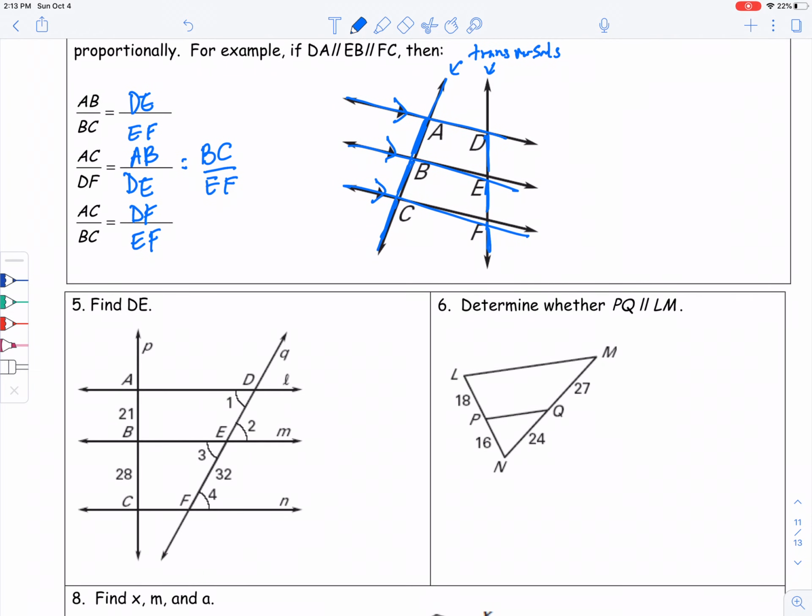Alright, so let's take a look. We want to find the length of DE in number 5. So we have a couple lengths given to us and some angles, but I think they're made to throw us off. So those angles here, we can see they create parallel lines because we have alternate interior angles here, we have vertical angles, and we have alternate interior angles. So these are all equal, meaning that we have 3 parallel lines.